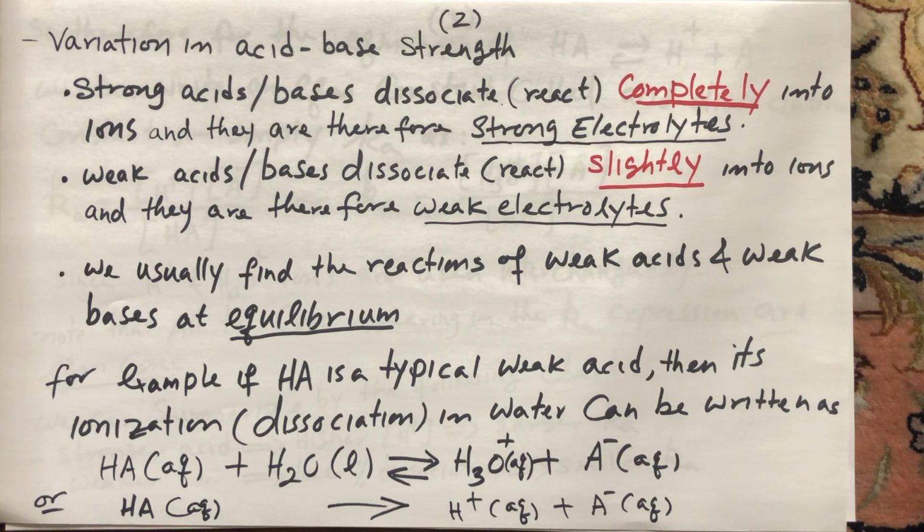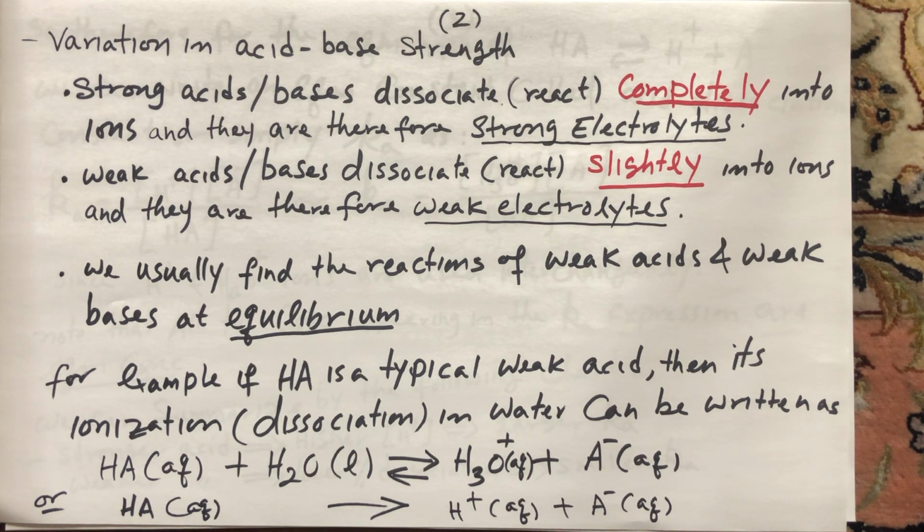So one more time, strong acids, strong bases, they react completely and they are strong electrolytes. Weak acids and weak bases, they react slightly or they dissociate slightly into ions, and therefore they are weak electrolytes. So as you can see, the extent by which they dissociate, whether they dissociate completely or partially, that's the basis of the definition of a strong acid, strong bases, or weak acid, weak bases.